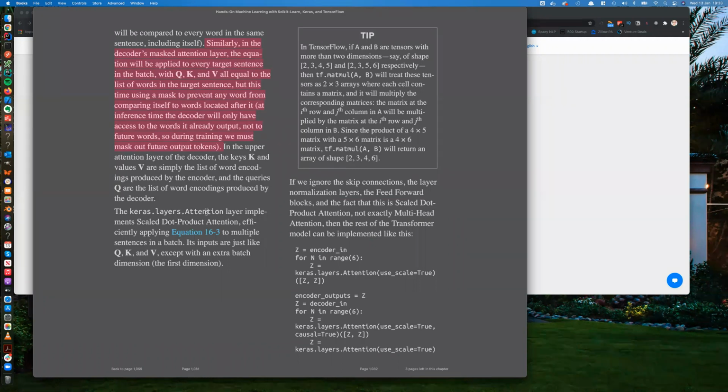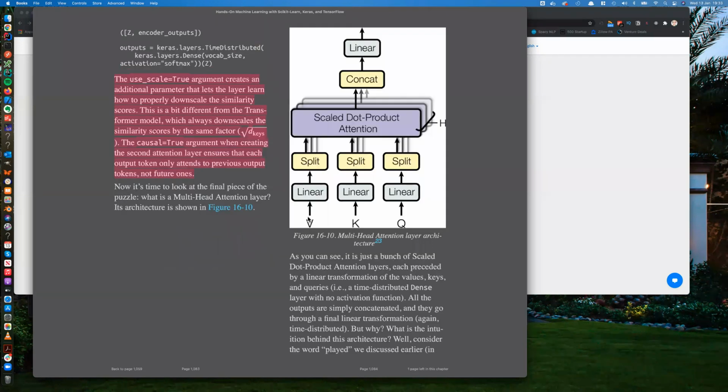Okay, so there's a pre-built attention layer implementation using scaled dot product attention, which is what we're talking about here. To apply it to multiple sentences in a batch, its inputs are just like Q, K, V, except all with an extra batch dimension, because this is all batched, right? Is that okay? So there's a little bit about the implementation of this in TensorFlow. There's a couple of parameters you can add in: one to add the scaling to the softmax, and causal, which is to ensure that you can't look at the future.